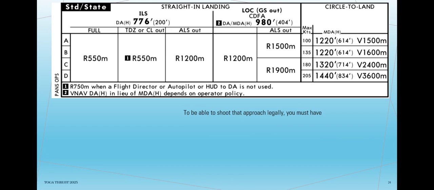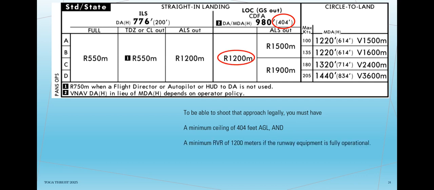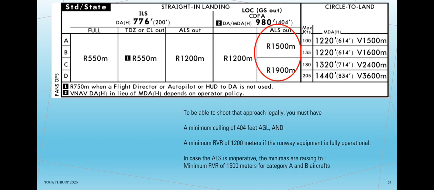To be able to shoot that approach legally, you must have a minimum ceiling of 404 feet AGL, and a minimum RVR of 1,200 meters, if the runway equipment is fully operational. In case the ALS is inoperative, the minimas are raised to a minimum RVR of 1,500 meters for Category A and B aircraft, and a minimum RVR of 1,900 meters for Category C and D aircraft.